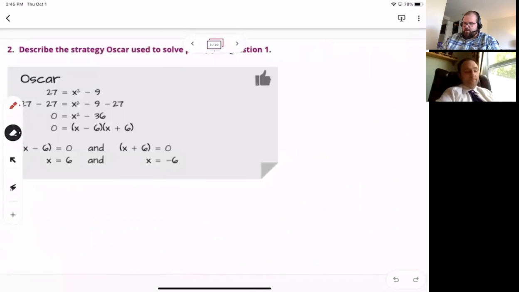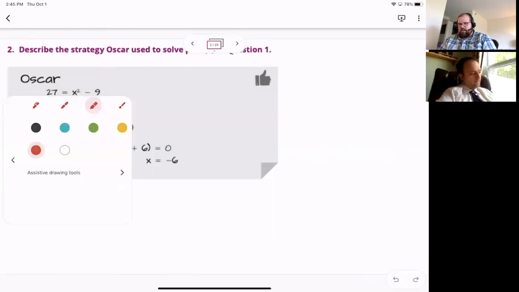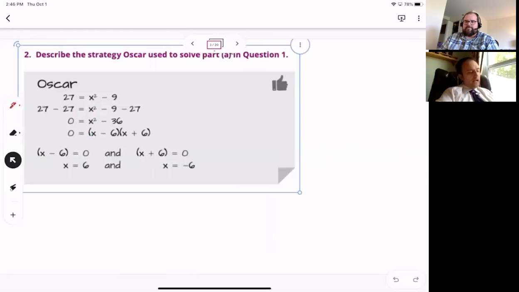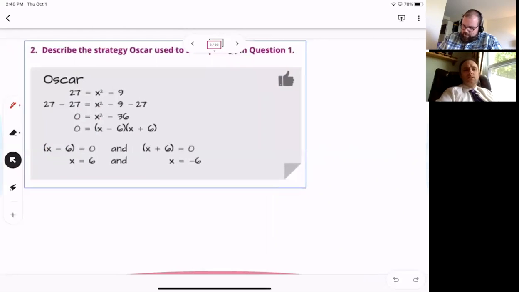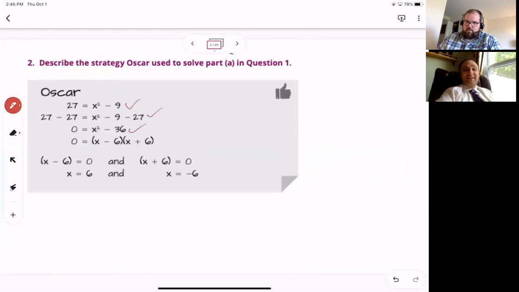All right, so here we've got Oscar. And I think we should probably talk about this. I was going to say the students should look at this one, but Oscar did something that we don't necessarily know real well how to do yet. I think the students might understand the first 3 pieces. I would agree. Because they have the original equation, subtracted 27 from both sides, and then combine like terms.